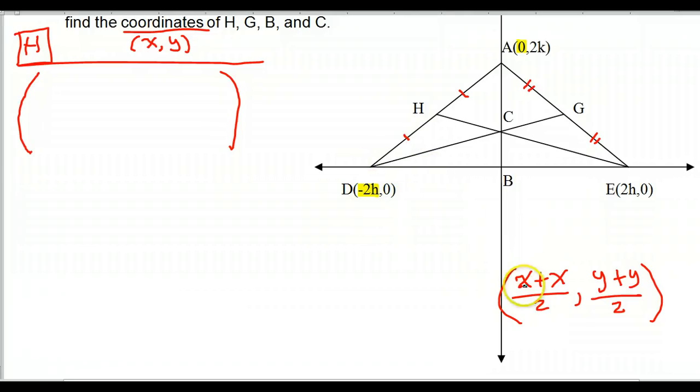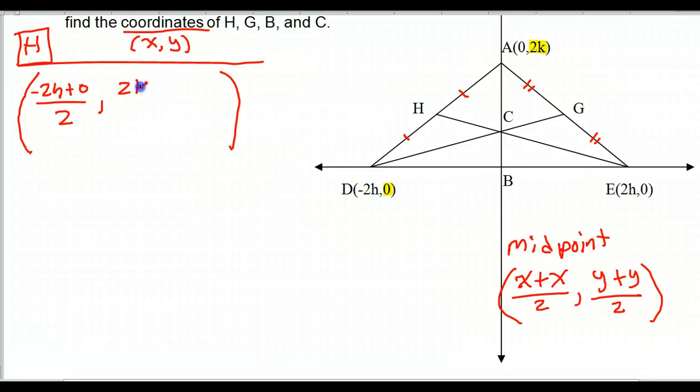So back to it. X plus x divided by 2. So in this case, that's going to be negative 2h plus 0 divided by 2, comma. Now we're going to do y plus y divided by 2. Okay, this is how we find the midpoint. Okay, so now the y values. When we do the y values, we're talking about 2k and 0. So 2k plus 0 divided by 2. These would be the coordinates of this midpoint.